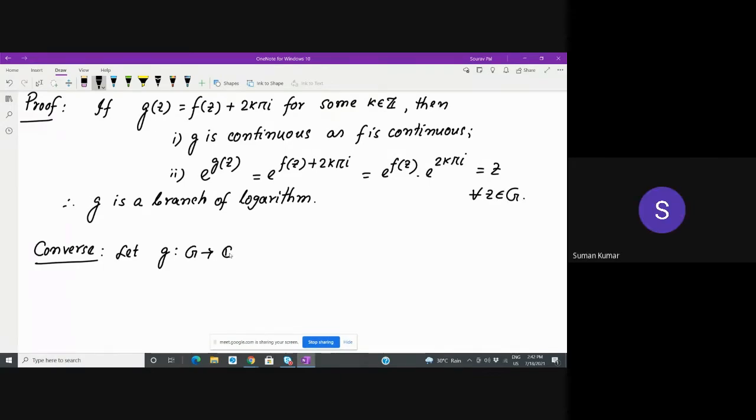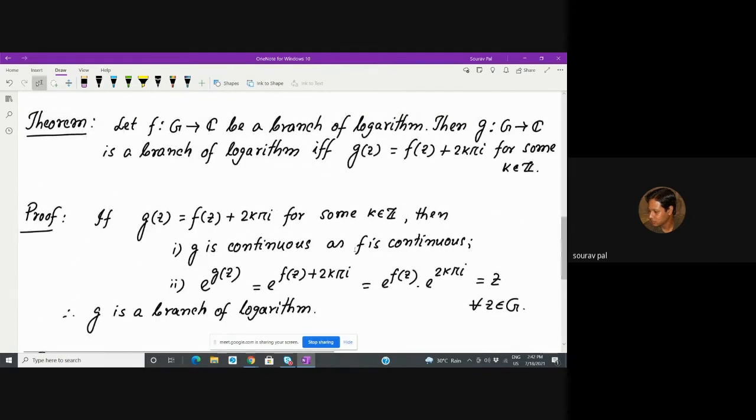Sir, in the statement, is it for some k in Z, or for all k in Z, in the statement of the theorem? So you just look at the statement of the theorem. It is for some k in Z. The statement says G is a branch of logarithm if and only if gz equals fz plus 2 pi ik. But a branch of logarithm is given here.